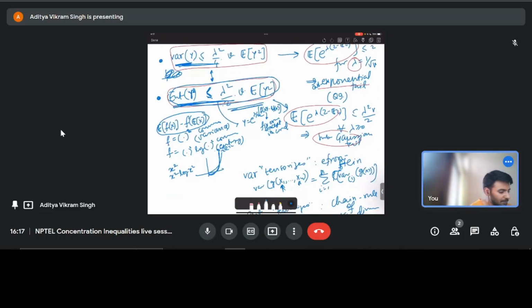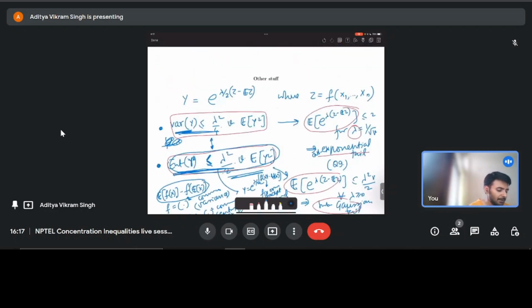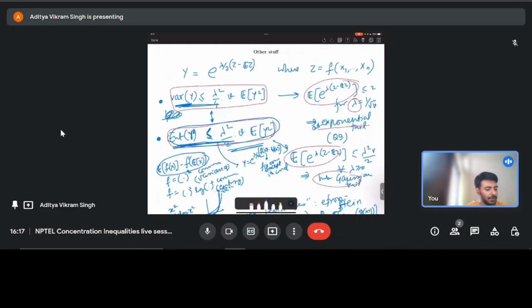So this is basically the summary of what we have covered till now. Using this variance inequality, we proved an exponential tail for functions with the bounded difference property. But that was just exponential, and we can derive a stronger result than that, which is McDiarmid's inequality.